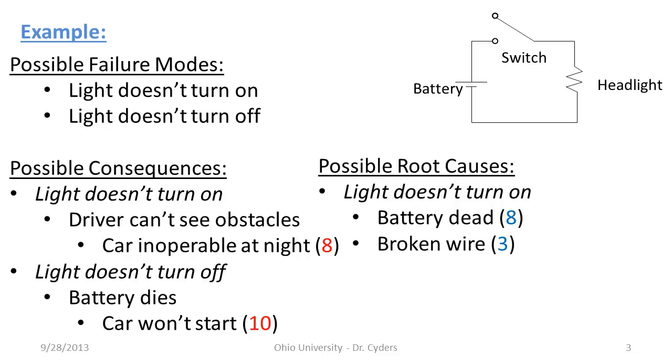A broken wire in the circuit somewhere. This isn't very probable. They do a very good job of guiding wires and putting them on members of the car's structure to protect them, and using different ways to protect the wires. So broken wires really don't happen very often in modern automotive design. So we're going to give that one a probability rating of 3.